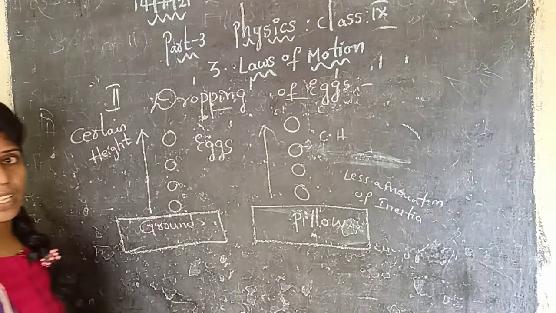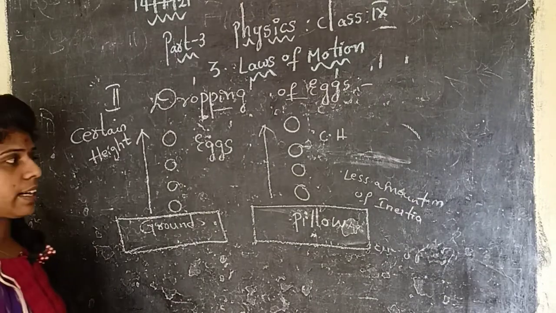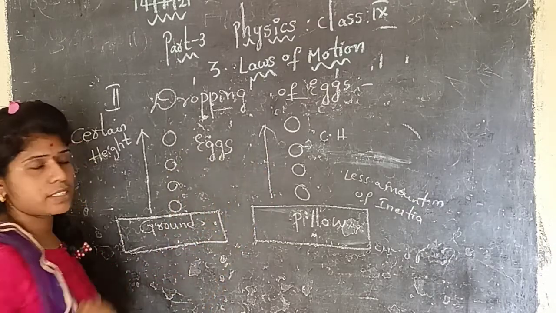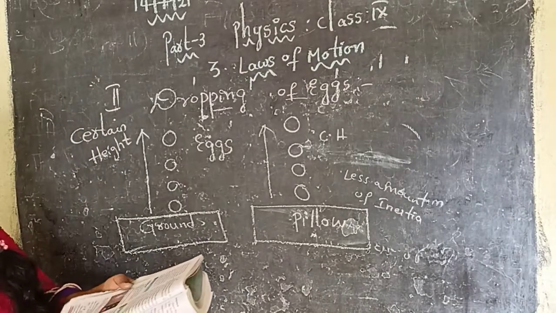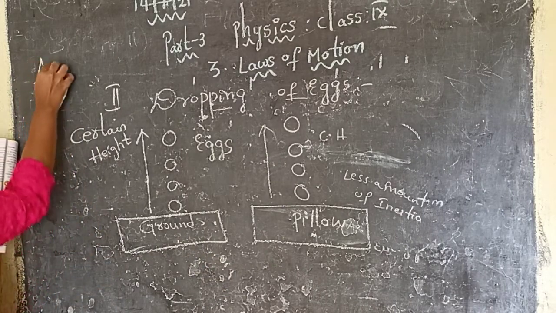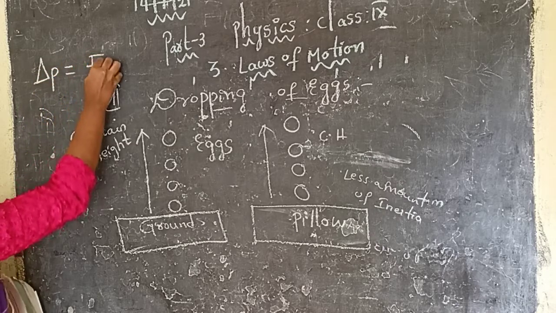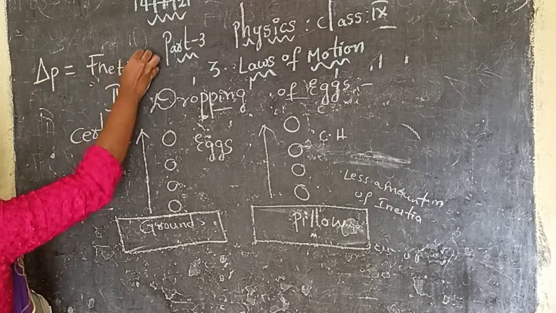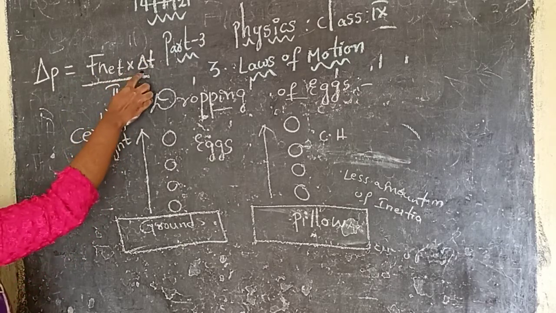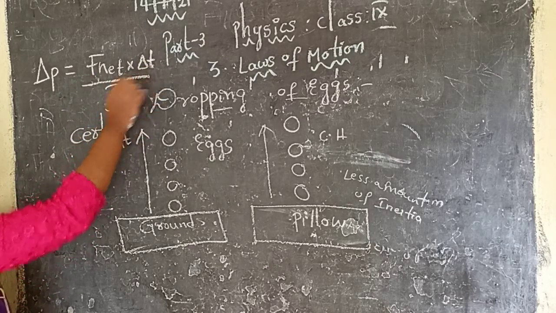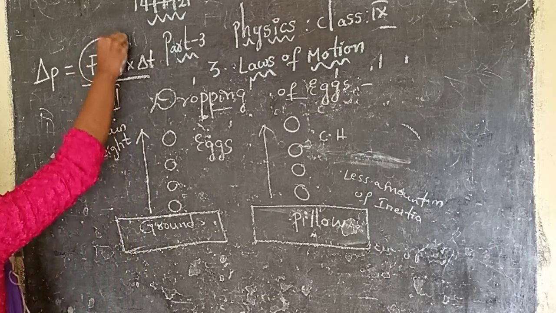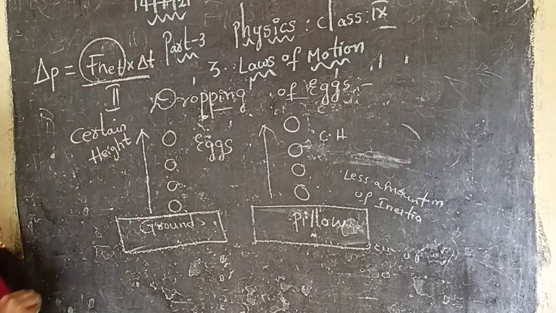Similarly, we can notice that the egg will not break down. So the obtained equation is delta P is equal to F net into delta T. Here delta means change, along with time interval. F net means net force.